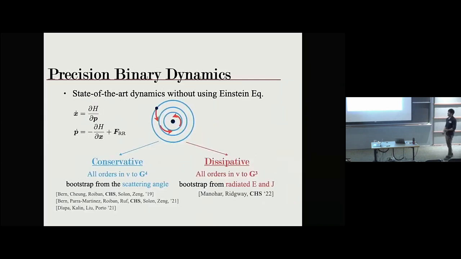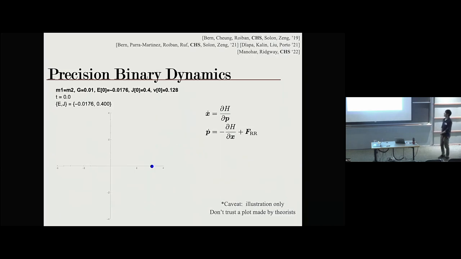So now having this input, we can combine all the known results. We have the conservative part bootstrapped from the scattering angle, the dissipative part bootstrapped from the loss of energy and momentum, and we have the full equations of motion at G^3 and G^2 force to higher orders in velocity without using the Einstein equation at all. So once we integrate our gravity, now we can really just put this into Mathematica and see the motion of the binaries.